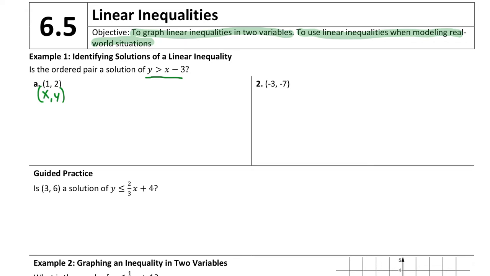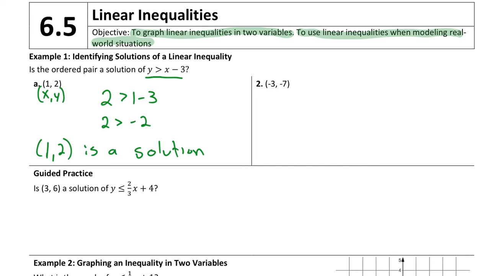So to test whether a point is a solution, we substitute 2 for y, so that becomes 2 is greater than x minus 3, which would turn into 1 minus 3. And we simplify both sides if we can. 1 minus 3 is negative 2. That inequality is true. So the point 1, 2, 1 comma 2 is a solution. It is a solution to that inequality.